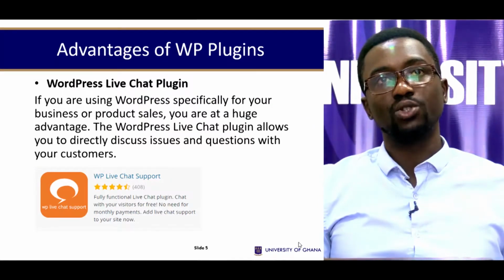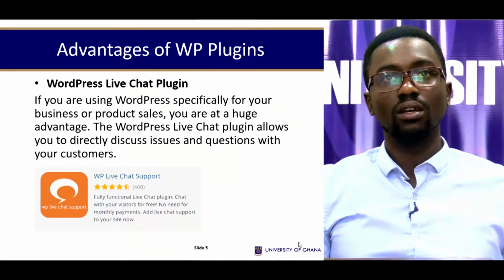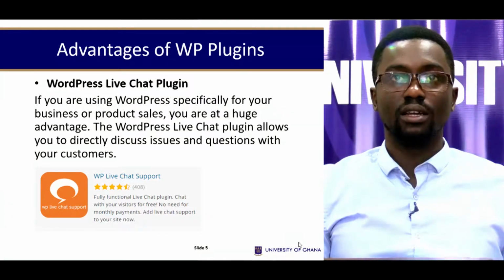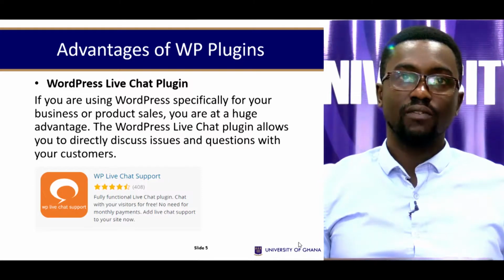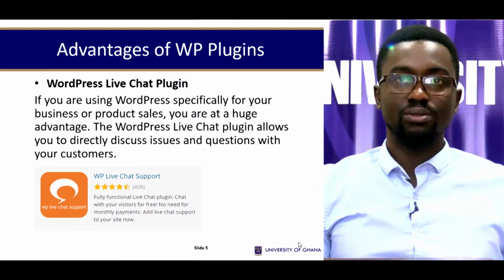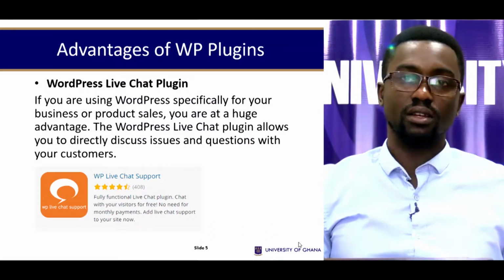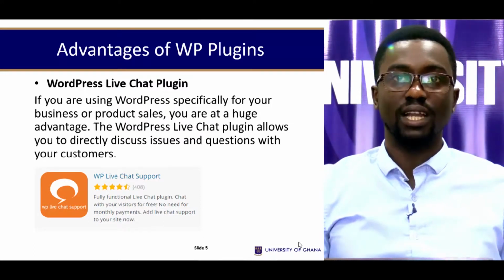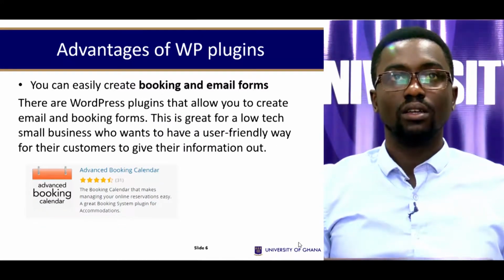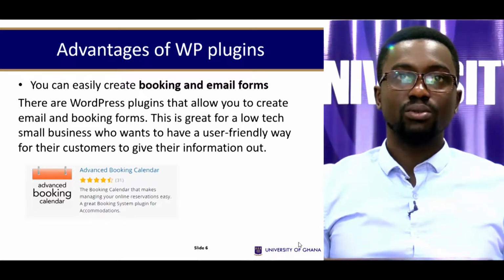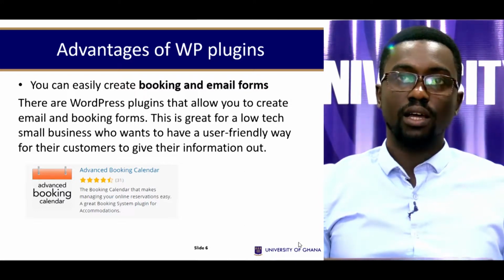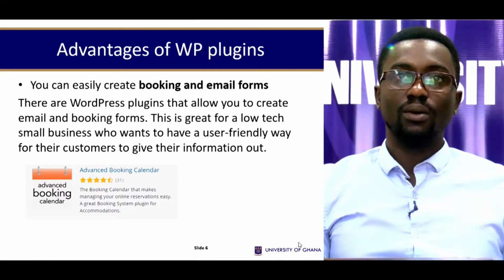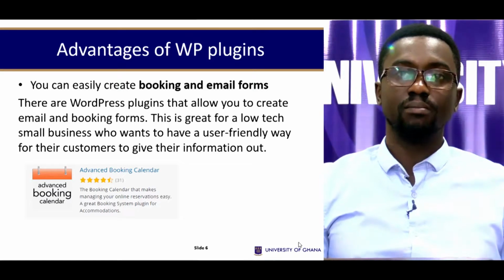Now we'll look at some examples of plugins and their advantages. Let's look at the WordPress live chat plugin. If you're using WordPress for your business or product sales, then the WordPress live chat plugin will allow you to discuss issues directly with your customers, and then they will be able to ask you questions and you'll be able to give live support to them as well. You will also be able to create booking and email forms by using the advanced booking calendar, which is another plugin in WordPress. There are WordPress plugins that allow you to do a number of things, and we've looked at two of them.